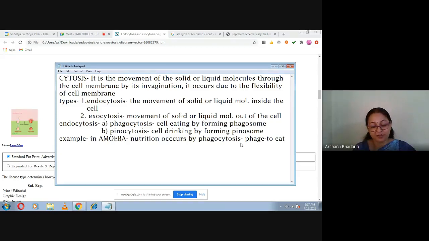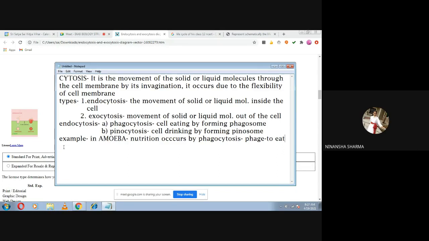A cup-like structure by its invagination. The depression that forms inwards, children, that only you call invagination. Is it very clear to you all, everyone? Yes, ma'am.